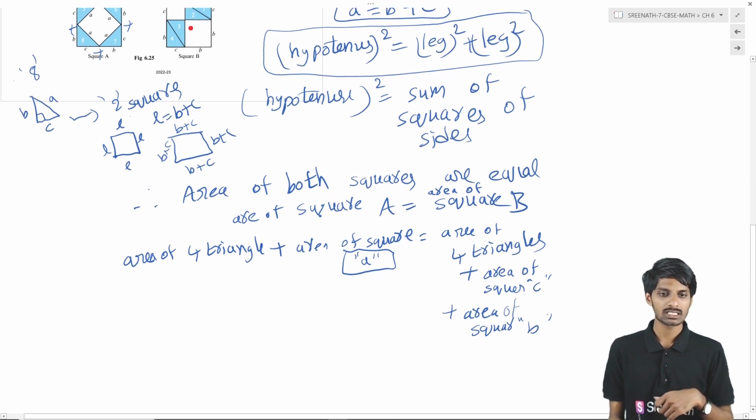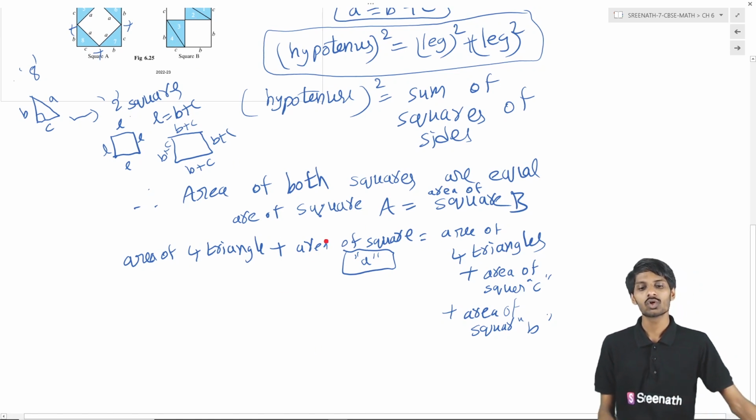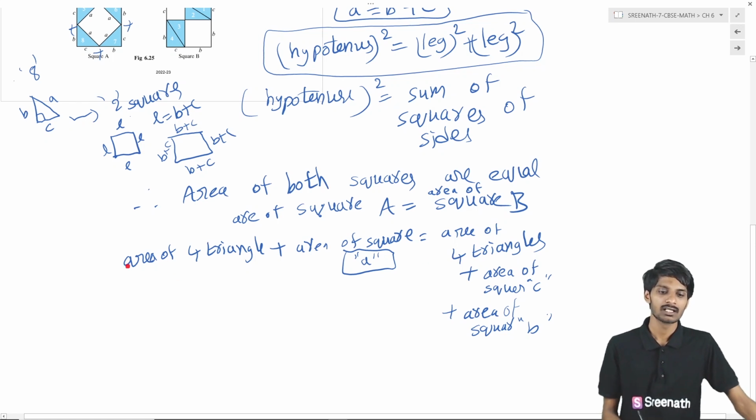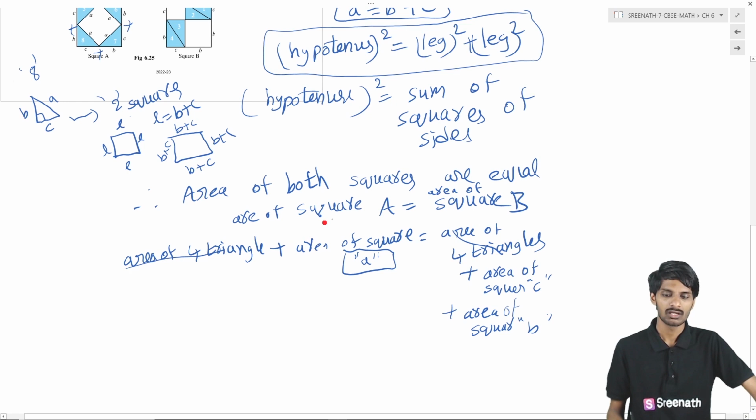So the area of the total square is equal to the area of these four triangles and the area of these two squares. We know that on the left-hand side and right-hand side, these four triangles and these four triangles are the same, so we can cancel them out. So what is the unoccupied area? This square is the unoccupied area. So finally, what is the area of this square? We know each side is A, then the area is A square.